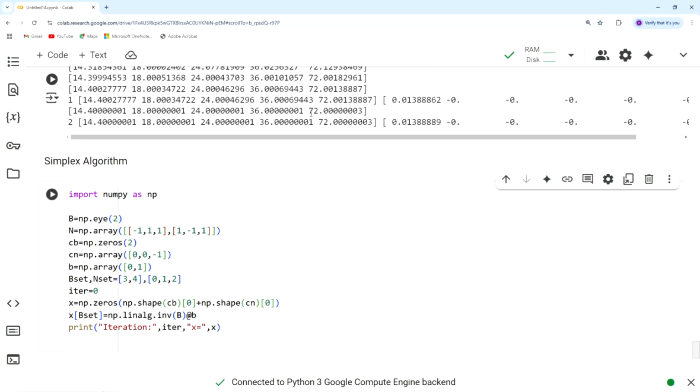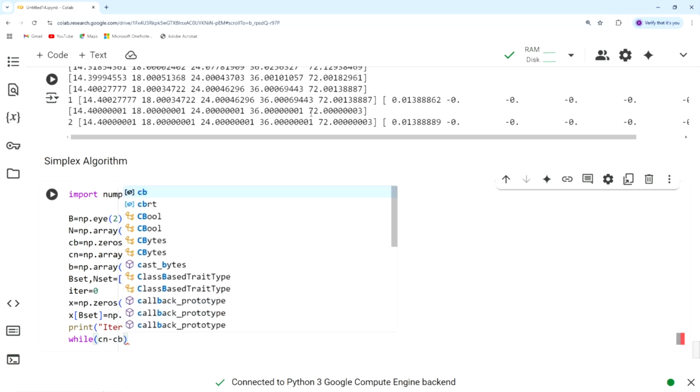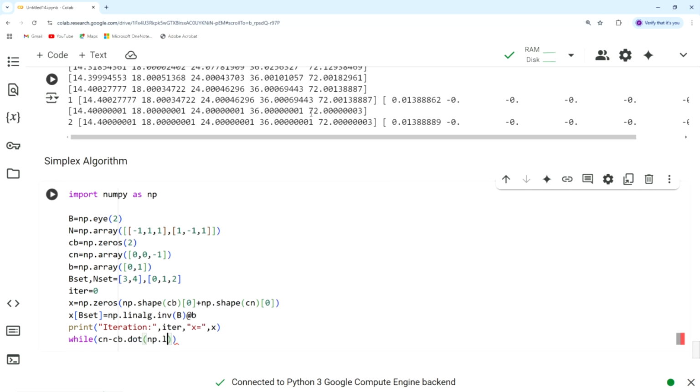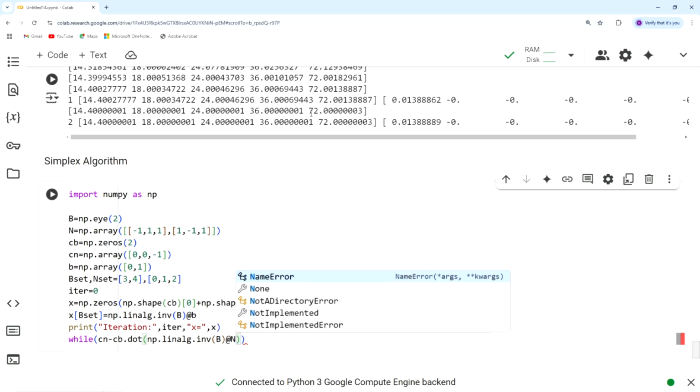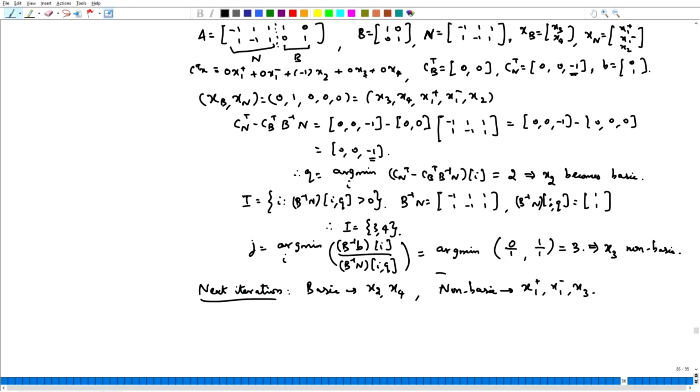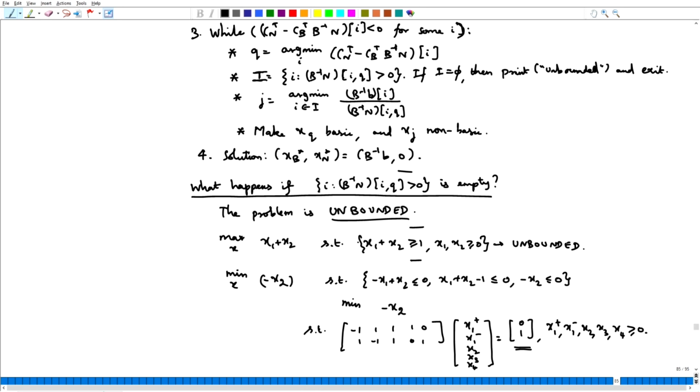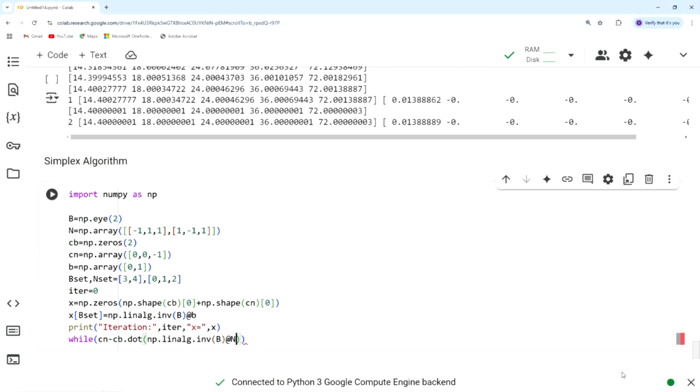Now, we will write down the loop. Okay. So, note that we are actually doing this Cn minus Cb dot B inverse N, right. Okay. But what we want is to check whether the while loop should go on until one of them is less than 0. Okay. So, I am going to check if this is less than 0.